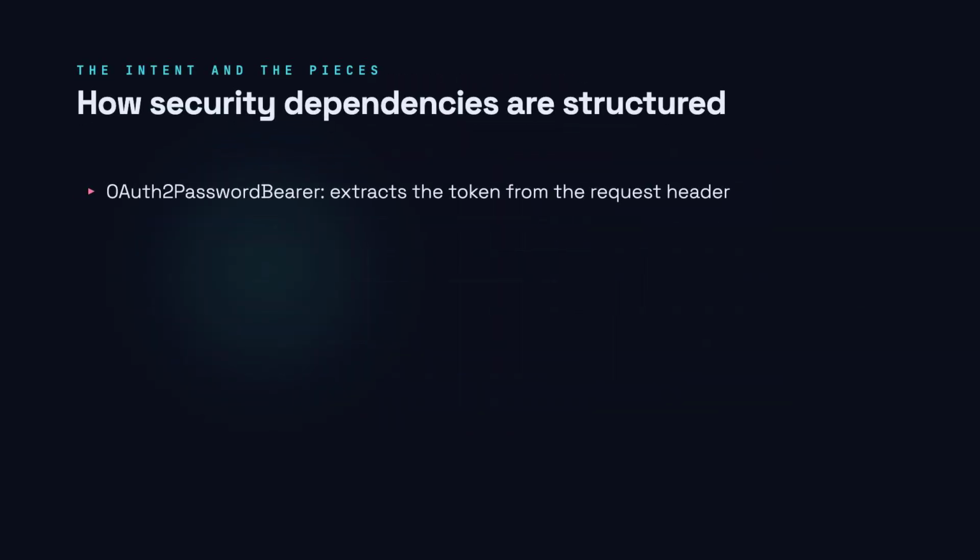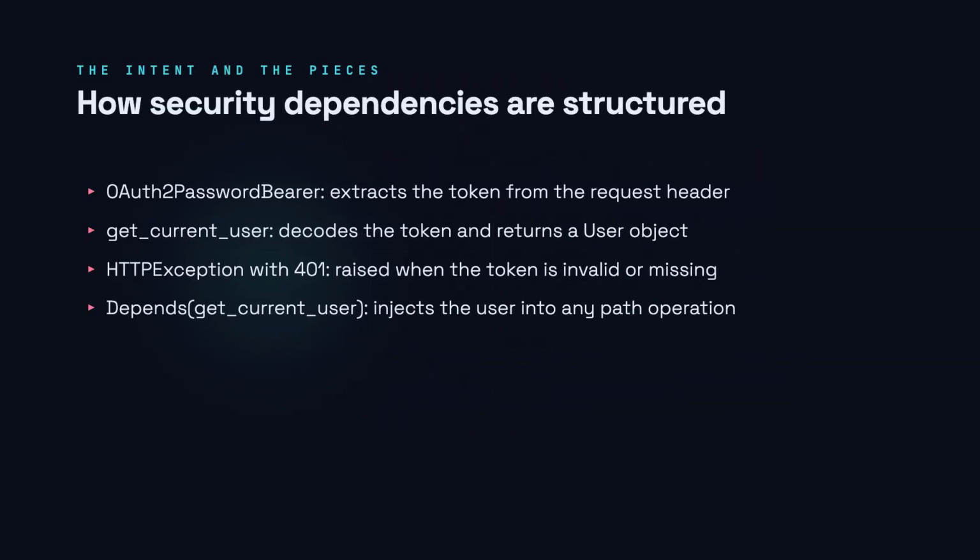There are 4 named pieces working together here. First, OAuth2PasswordBearer is a FastAPI helper that knows how to pull the bearer token out of the authorization header. Second, get_current_user is a regular Python function marked as a dependency that takes that raw token, decodes it, and returns a typed user object. Third, when anything goes wrong, it raises an HTTPException with a 401 status code. Fourth, you use Depends to inject the result of get_current_user into any route that needs a logged-in user, and scopes let you add a layer of role or permission checks on top.